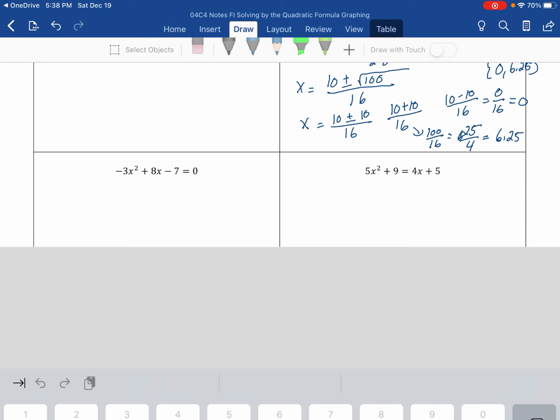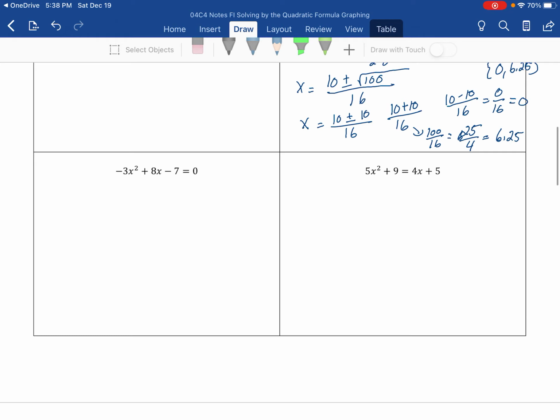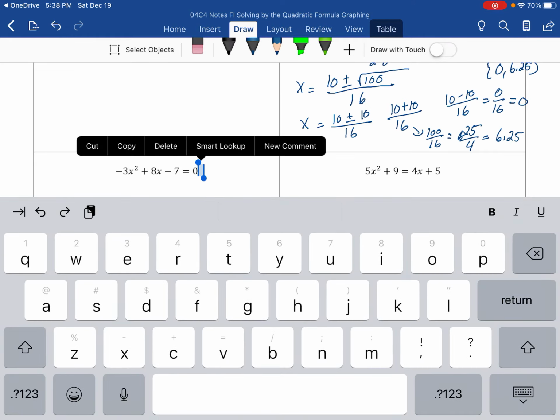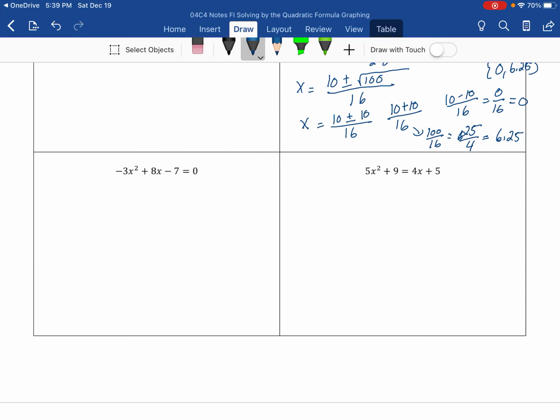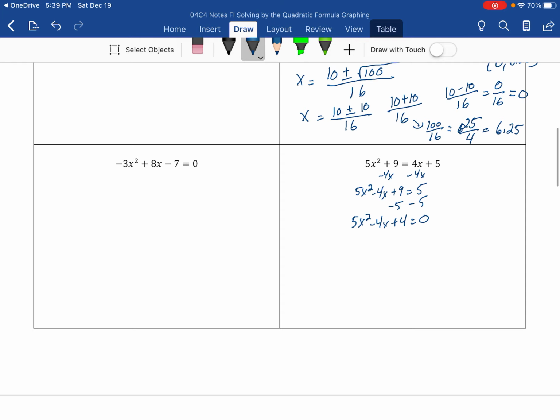Let's go with this last one here. Alrighty. Oh, goodness. So I'm going to subtract 4x. So that's 5x squared minus 4x plus 9 is equal to 5. Subtract 5. 5x squared minus 4x plus 4 is equal to 0.